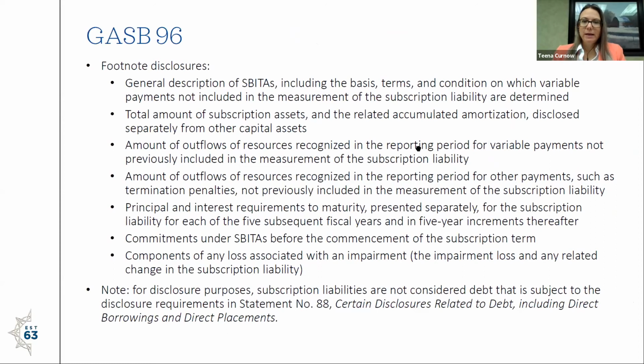As Craig mentioned, with any GASB standard, there are disclosure requirements. So for GASB 96, the footnote disclosures that will be required are a general description of the subscription-based IT arrangement, including the basis, terms, and any condition on which variable payments that are not included in the measurement of the liability are determined. The total amount of subscription assets and any related accumulated amortization disclosed separately from other capital assets. Just like Craig mentioned with the leases, this will be the same situation for the subscription-based assets.